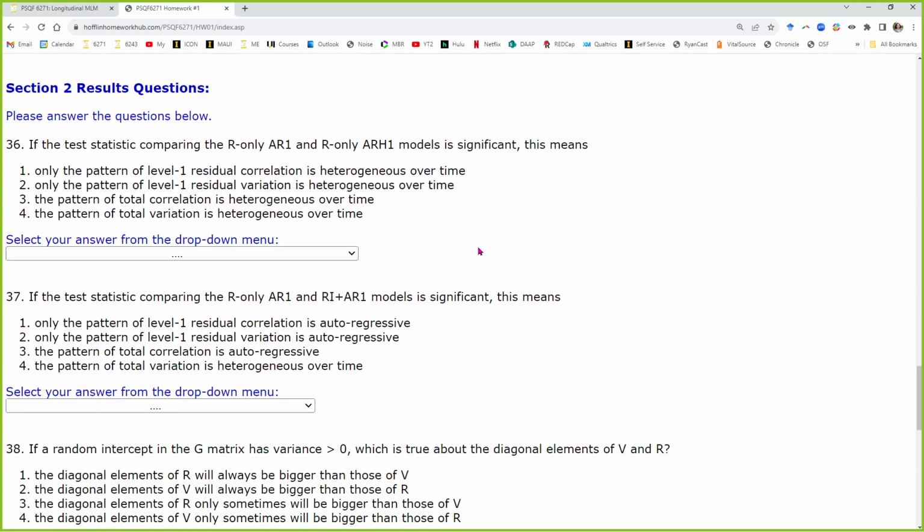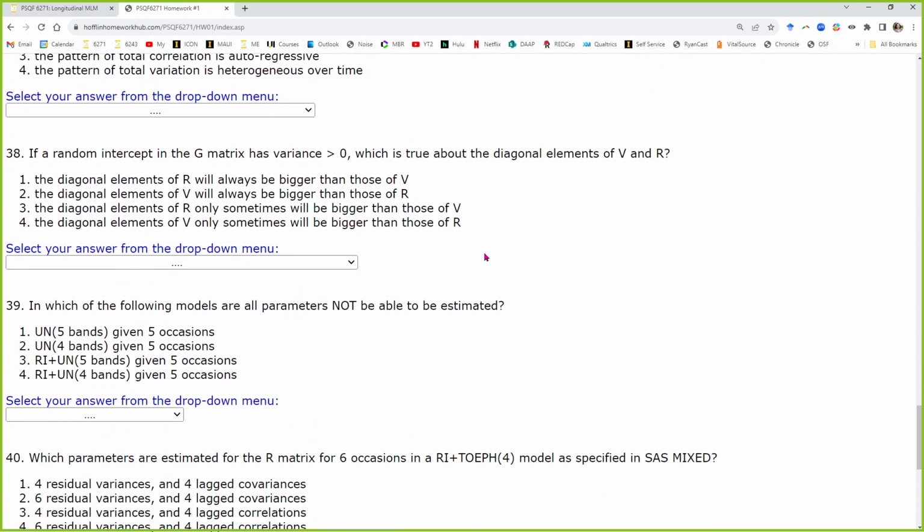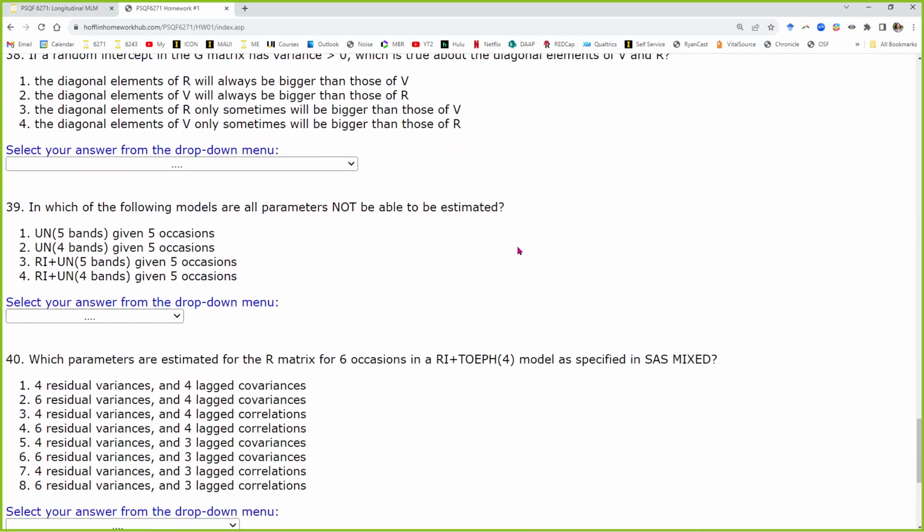And then a few more questions about various structures. So I am happy to answer questions if you want to clarify. I'm happy to listen to you walk through your logic as to how you got things, and I can confirm or deny your logic. Happy to do that. And so are the TAs, right?